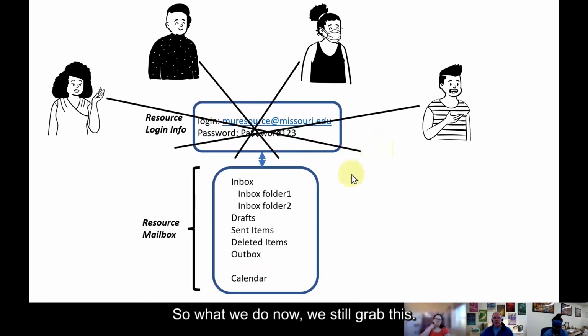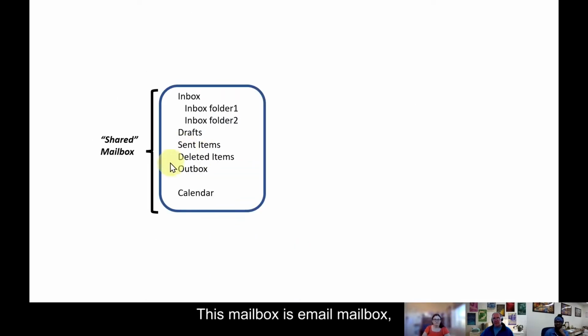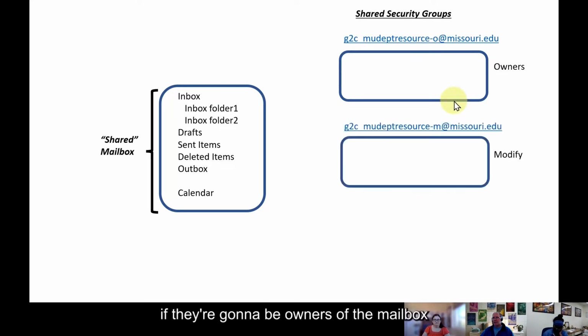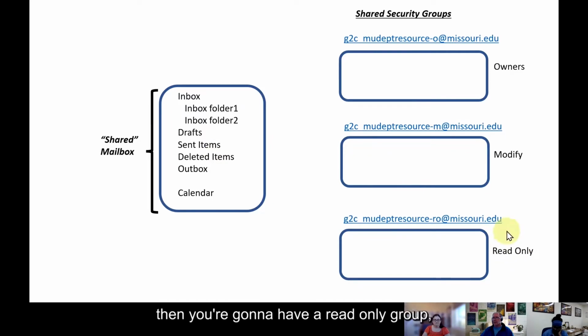So what we do now, we still grab this email mailbox, but now it's going to be a shared mailbox. The way that's going to happen is we're going to set up different security groups. The way campus is going to name them, you'll see a -O if they are going to be owners of the mailbox, and a group of -M will be modifiers. The modifiers will be able to add different subfolders, and they can send and receive items. And of course, then you're going to have a read-only group.